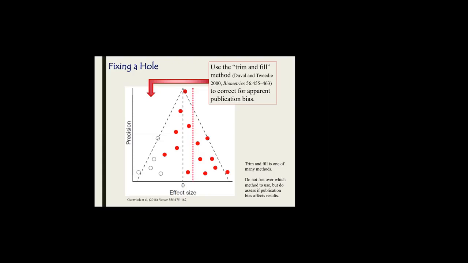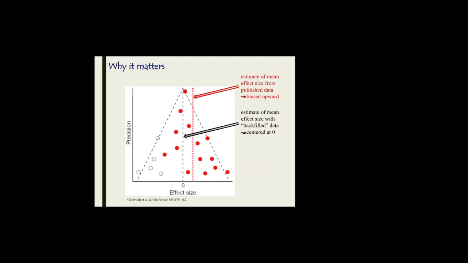And I would say don't fret over which method to use. If you want to use trim and fill, that's great. The bottom line that I'm just trying to emphasize here is you really ought to look at whether or not publication bias has affected your findings. And it matters because when you look at this, if you didn't fill in those points, your estimate of the mean effect is actually biased upward. So you might conclude that there's a larger effect than there really is in real life. Whereas if you backfill, you fill in those points or do some other sort of correction, it's centered at zero and you're able to say something again. That's a good thing.